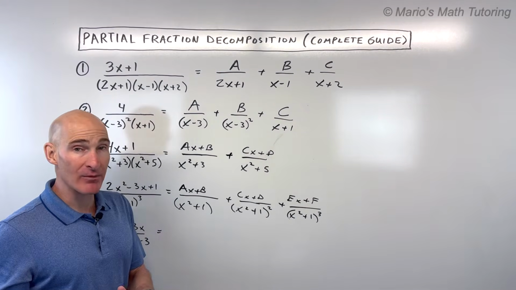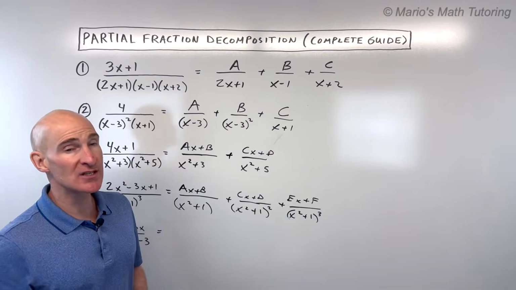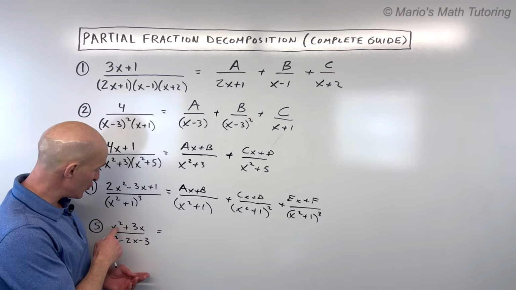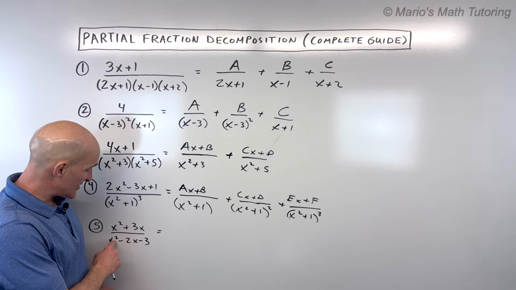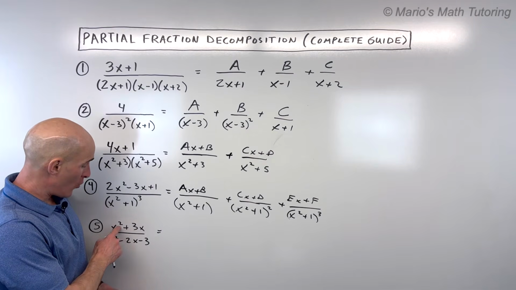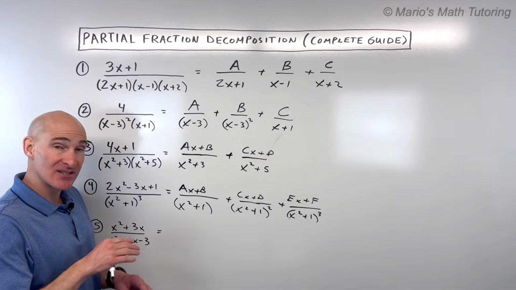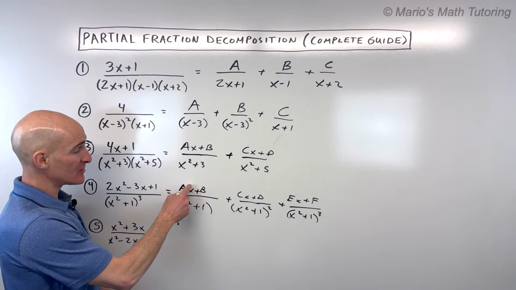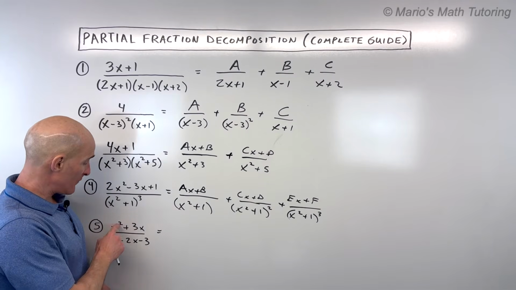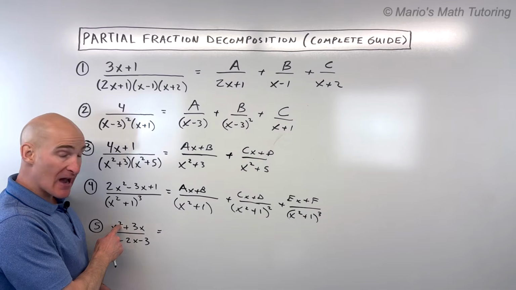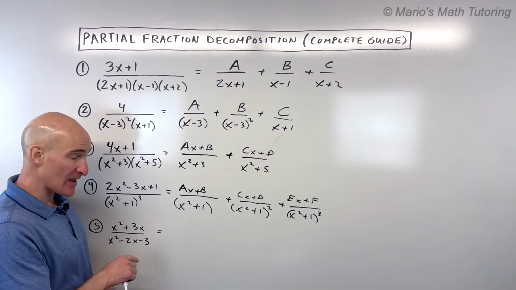Okay, last type, and this is one that sometimes tricks students, it's called improper fractions. When the numerator's degree is the same as the denominator's degree or higher, that's considered improper. Remember how we always want this to be 1 degree lower? So if this is a tie, or this numerator is higher than the denominator's highest power, that's considered improper.